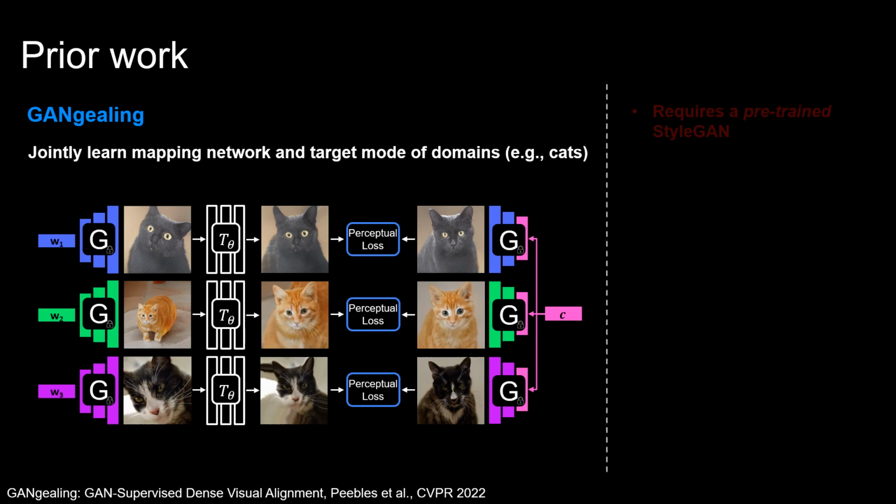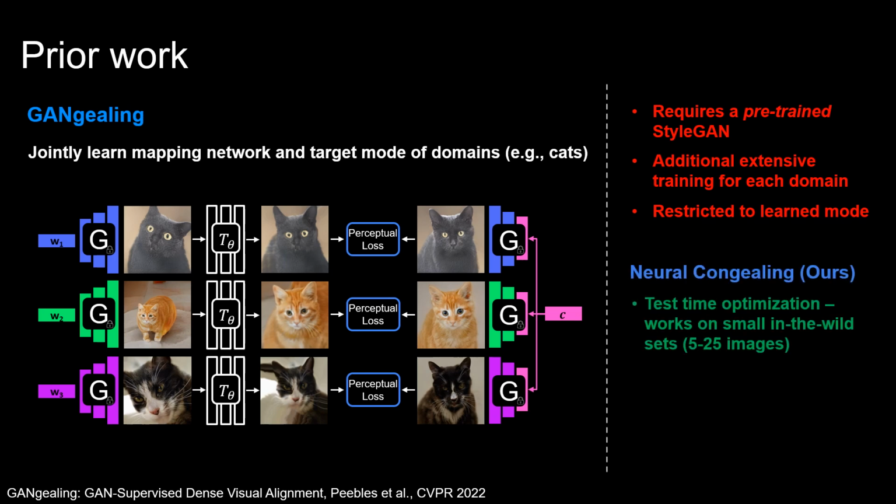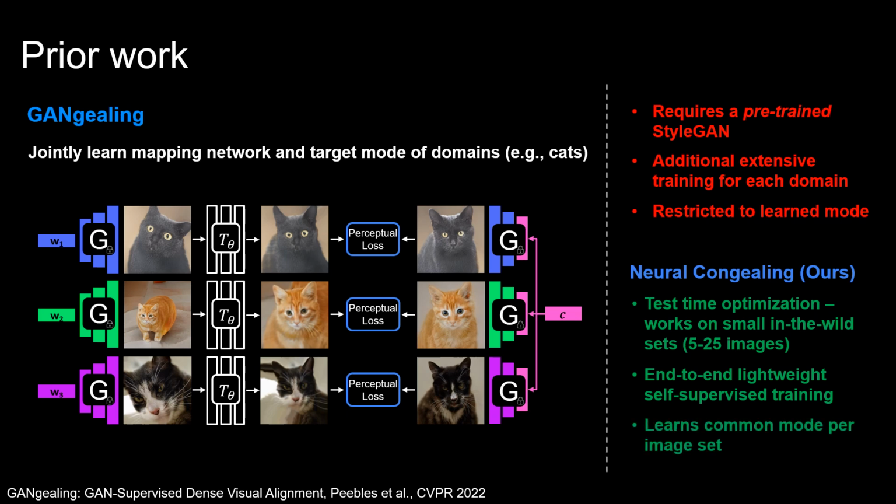However, they require a StyleGAN pre-trained on the domain of images which we want to align, and require additional training for learning their mappings and common mode. Also, they are restricted to the target mode that was learned across a large collection of images. On the other hand, we propose a test-time optimization framework which works on small in-the-wild image sets. Our framework is trained end-to-end in a self-supervised manner and learns the common mode that matches the given image set.